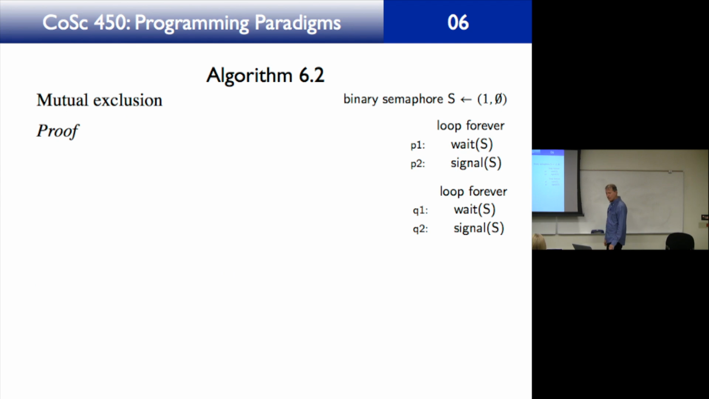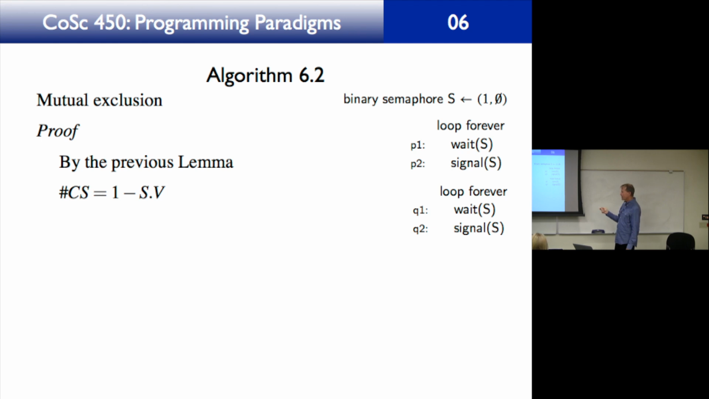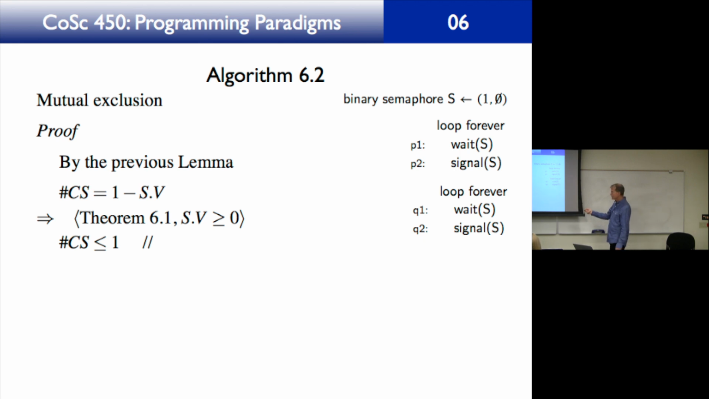So there's that. Okay, so now how do we prove mutual exclusion? By the previous lemma, the number of processes in the critical section is 1 minus S.V. But what do we know about S.V? By that theorem, what is S.V? It's greater than or equal to 0. So if you take 1 minus a number that is greater than or equal to 0, then what do you know about that? It's less than or equal to 1. Are you with me? So there it is. The number in the critical section is less than or equal to 1. Boom. So therefore we have mutual exclusion. Does everybody see how that works?